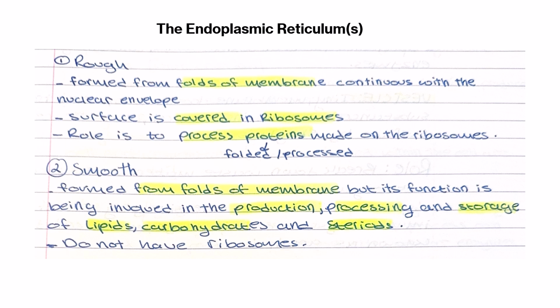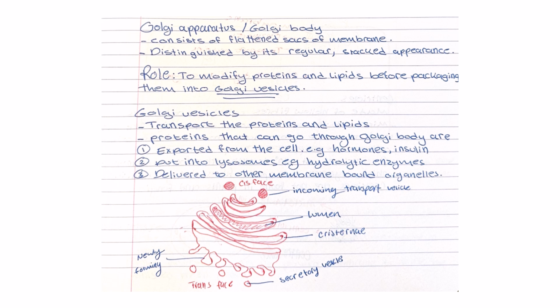The smooth endoplasmic reticulum is formed from folds of membrane, but its function is being involved in the production, processing, and storage of lipids, carbohydrates, and steroids. And it's smooth, so it does not have any ribosomes.